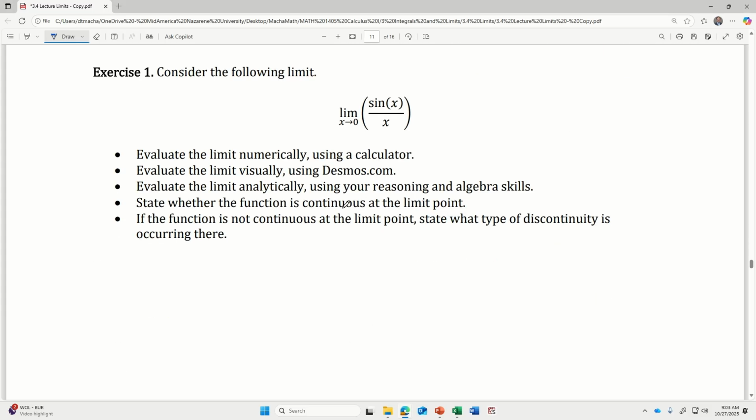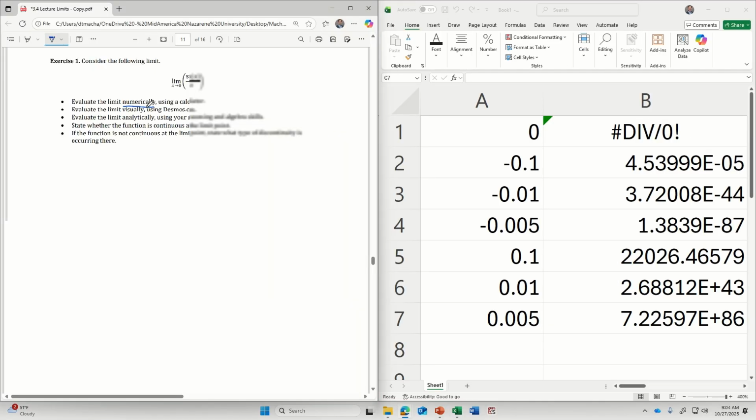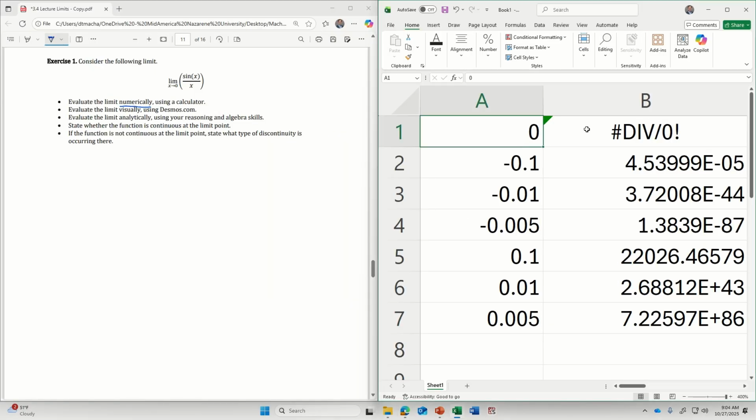Consider the following limit. We have the limit, as x approaches 0, of sine of x divided by x. Let's evaluate the limit numerically first. So, my function is just sine of x divided by x.